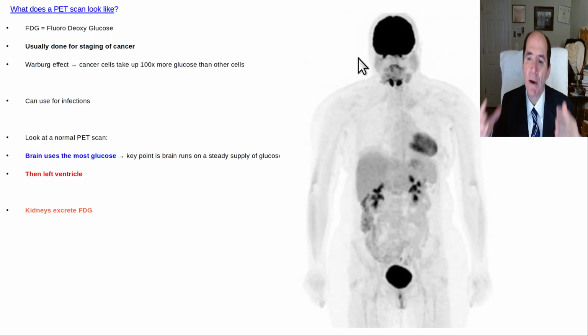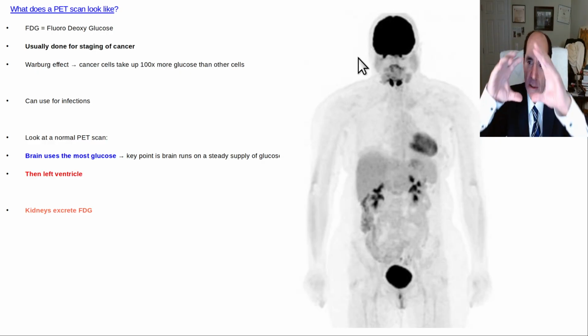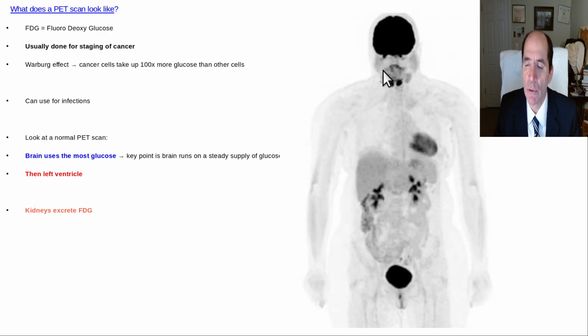It's about 4 times more blood flow. Cortex means bark, like the bark of the tree. So the periphery of the brain will normally be most avid for the PET tracer, the glucose. Cancer, again, takes about 100 times more glucose than other cells. That's why you use it to stage cancer. But what you can see on this picture is very useful. The brain burns tons and tons and tons of glucose. This is a normal scan here.